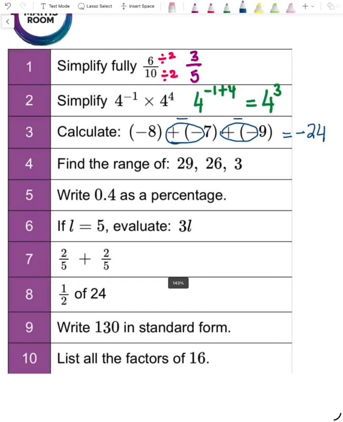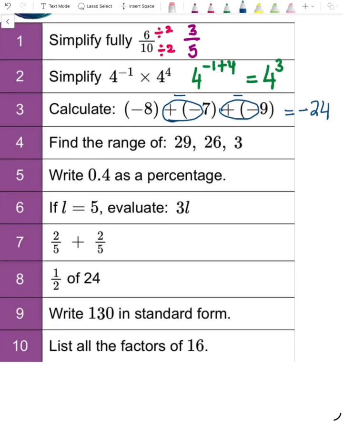Finding the range. When we are looking at a range, we know that we need to find the difference between the biggest and the smallest. So we're going to take away from here. So we're going to do 29 take away 3, which is going to give me 26. That's my range.